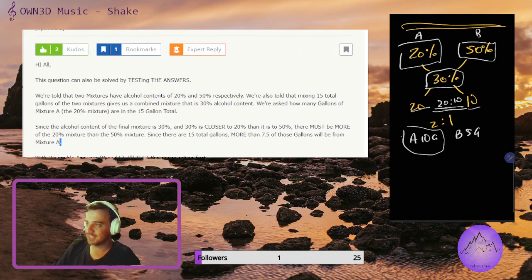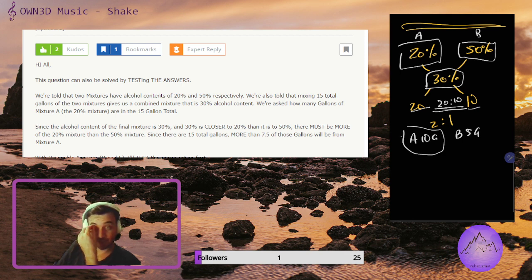So with two possible answers, D and E, easier one first is D, 10 gallons. So if it's 10 gallons of 20%, then you have 5 gallons of 50%. 10 times 0.2 is 2, 5 times 0.5 is 2.5. So 2 plus 2.5 is 4.5, 4.5 divided by 15 equals 9 divided by 30. That makes sense to simplify. 9 divided by 30 is 3 divided by 10, 30%, which is the total. Exact match for what we were told, so this must be the answer.